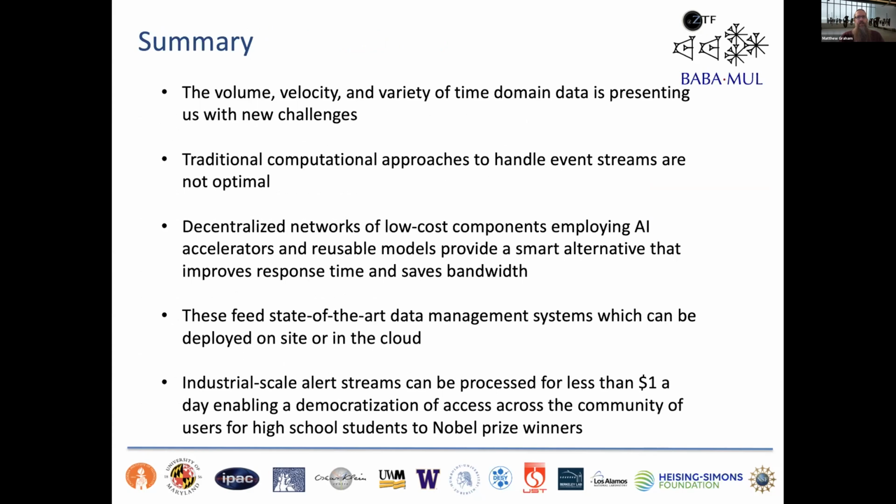So in summary, I think the volume, velocity, and now variety of the time domain is presenting us with new challenges that we may be struggling to keep up with. I still argue that these traditional computational approaches to handle these event streams are not optimal. We can certainly do much better, particularly with these lightweight edge computing and federated learning techniques. These give us decentralized networks of very low cost components, so the buy-in is not that expensive. A couple of hundred dollars really for that side of things, and some cloud time if you want to do the Kowalski or Fritz deployment as well, and reusable models, so you're not having to do all this yourself. You just use an off-the-shelf thing.